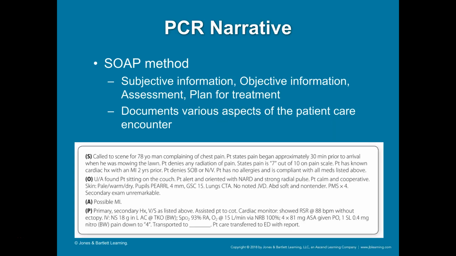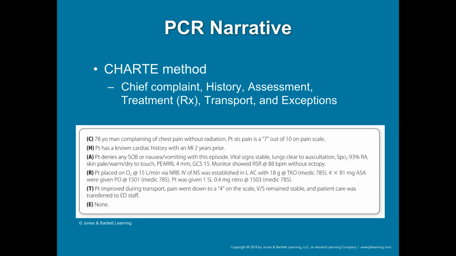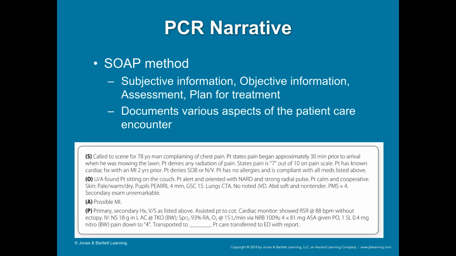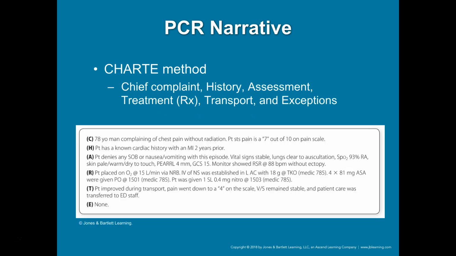There's pretty much two basic, widely accepted formats for your PCR. I know the book goes into several different formats, but the most widely accepted are going to be your SOAP format and your chart format. With SOAP, it's subjective, objective, assessment, and then your plan for treatment. You will want to go through and look at that, and then also go through your chart format, which stands for chief complaint, history, assessment. The R is actually your treatment, RX, and then transport, and then at the bottom exceptions if you choose to use the E on the end of that.